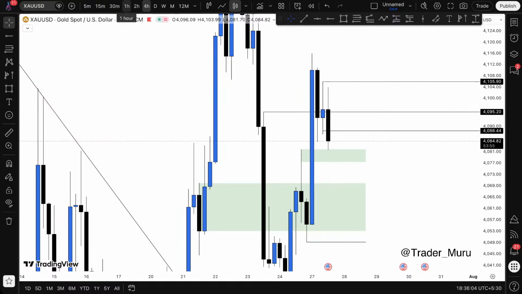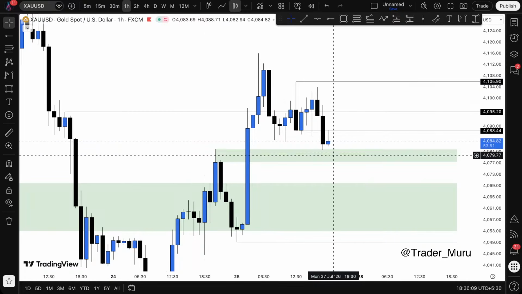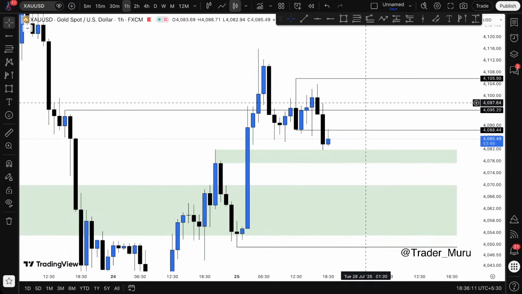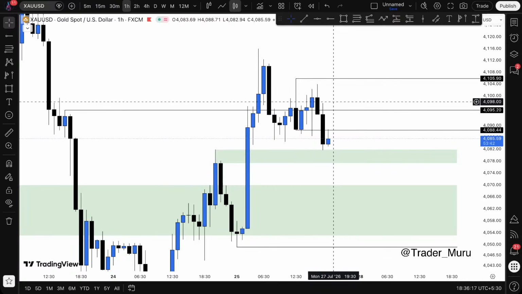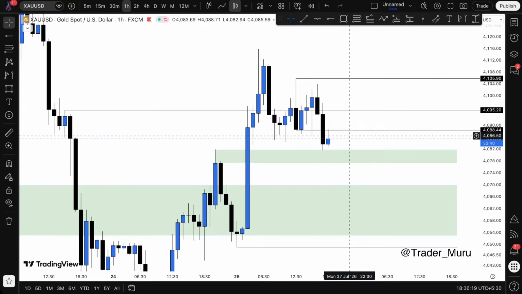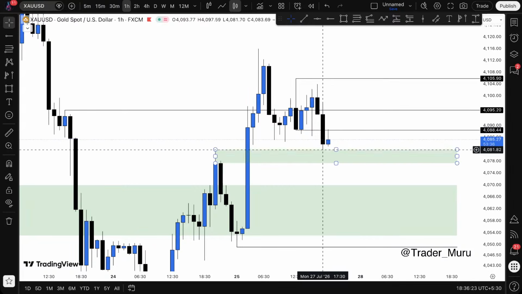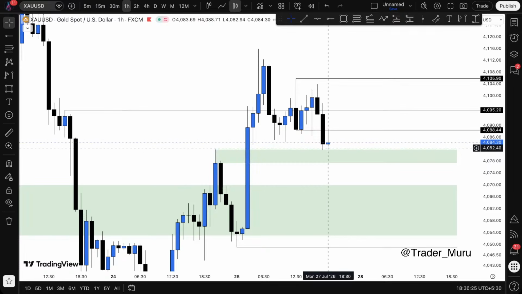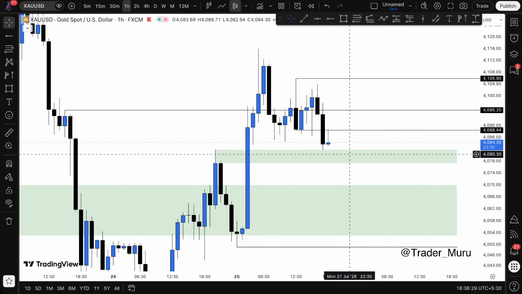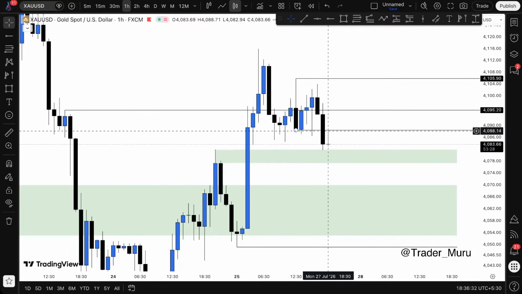Where does price need to close on 1 hour to have a change of character? 4097, above this high. Let it create a sweep or a small sell candle here first, then break its high, then you can enter. Let it drop more.